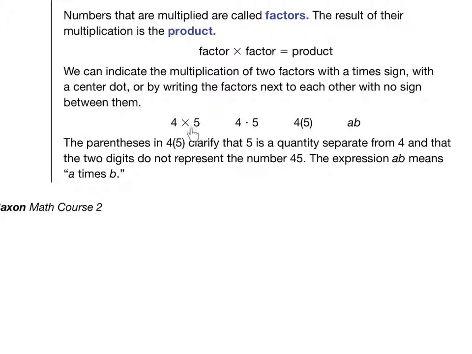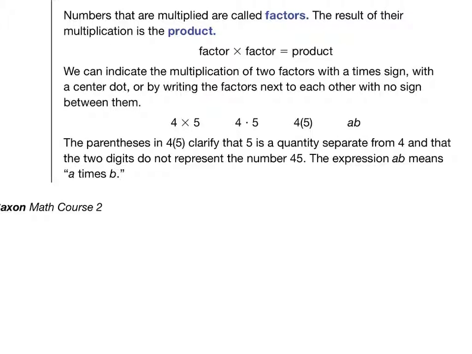All right, now these are different ways to show multiplication. So you want to write that down. Different ways to show multiplication. You can show it with the times sign. You can show it with a dot. This also means 4 times 5, putting one of the numbers in parentheses. That means 4 times 5. And then A times B. If you write letters next to each other, that means multiplication.